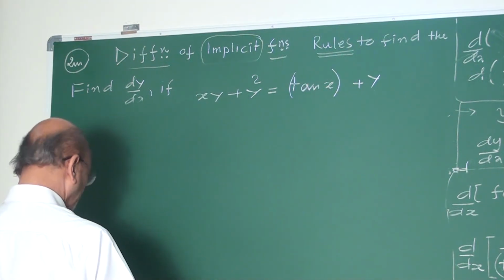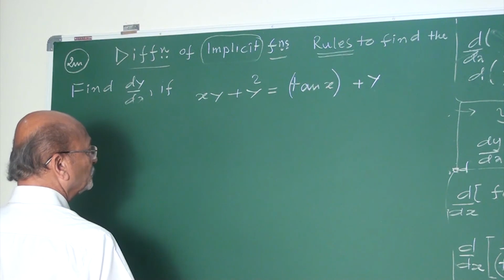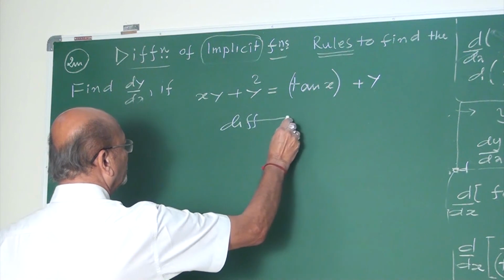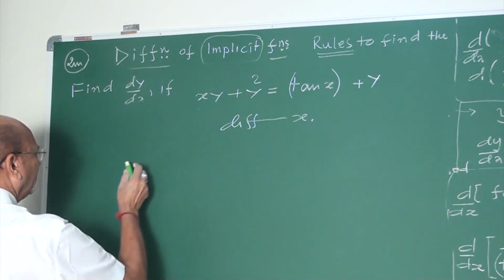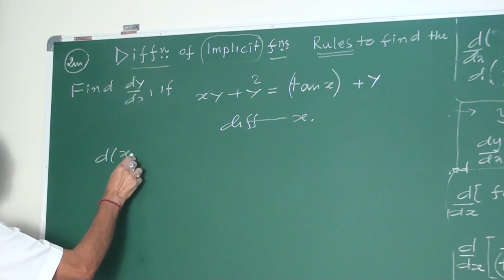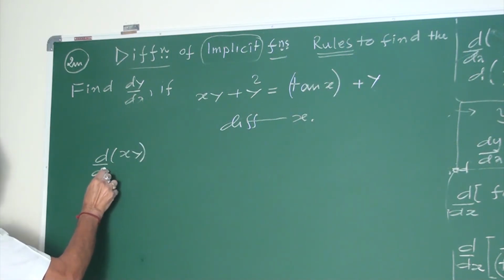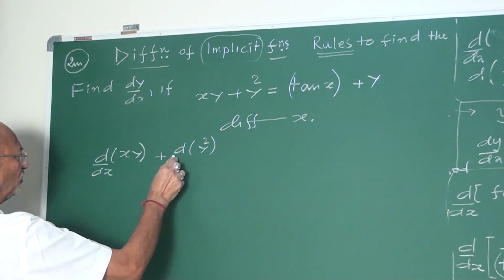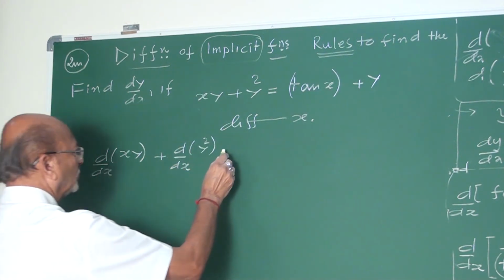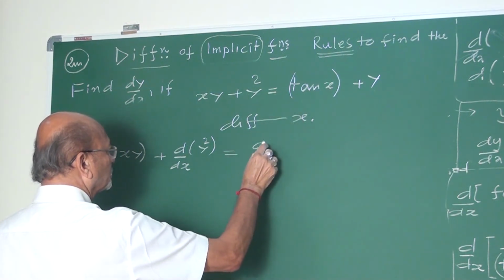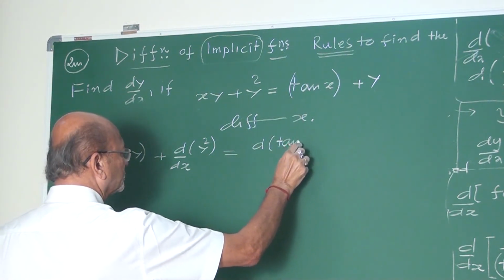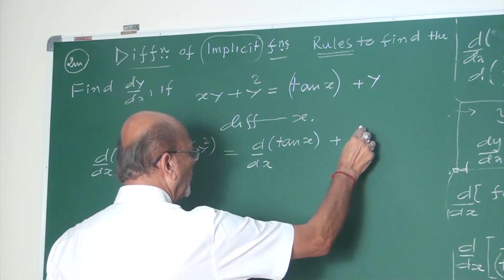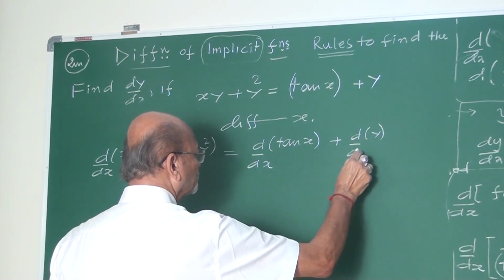What is the first step? Differentiate as it is with respect to x. I write this as a supportive step, my friends, instead of writing direct. Derivative of xy with respect to x plus derivative of y square with respect to x equal to, there are two terms, derivative of tan x with respect to x plus derivative of y with respect to x.